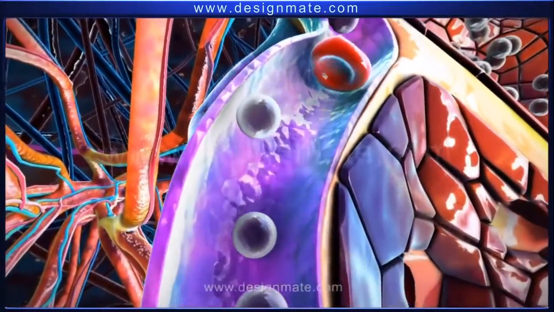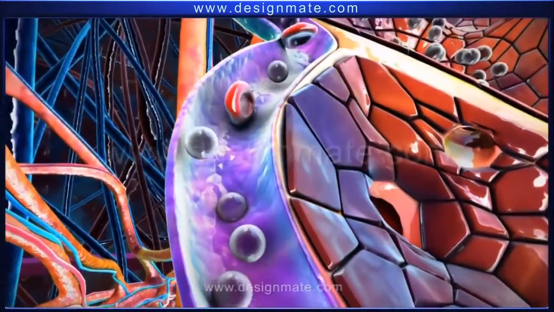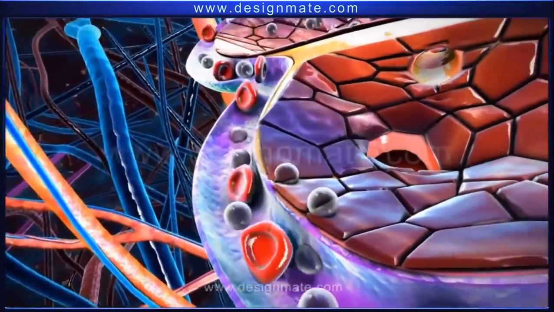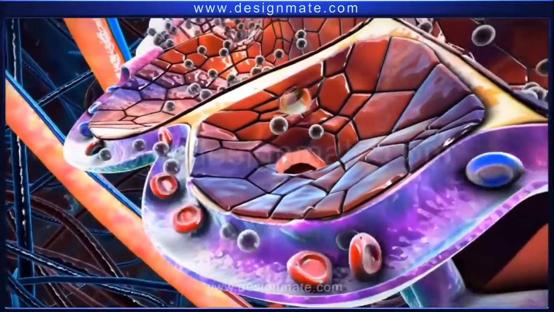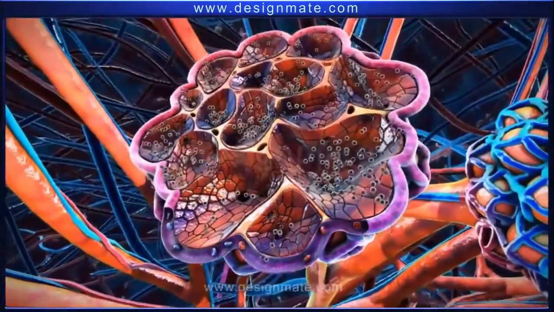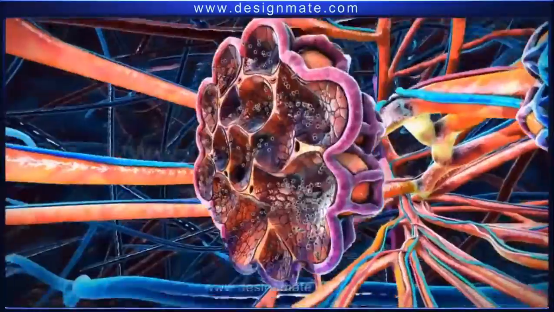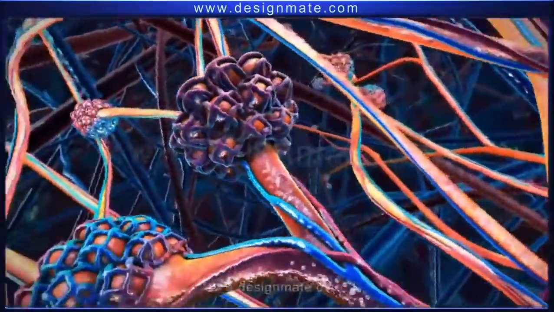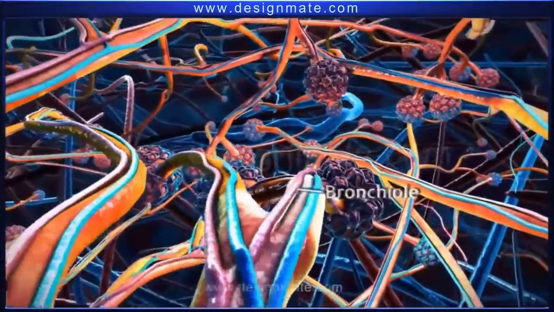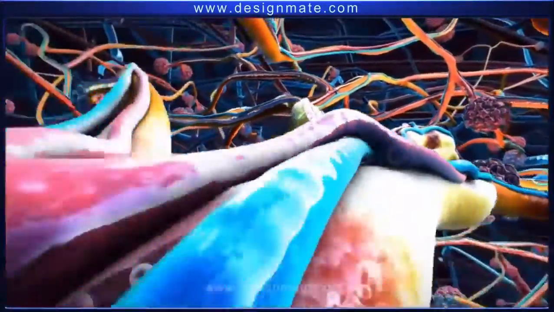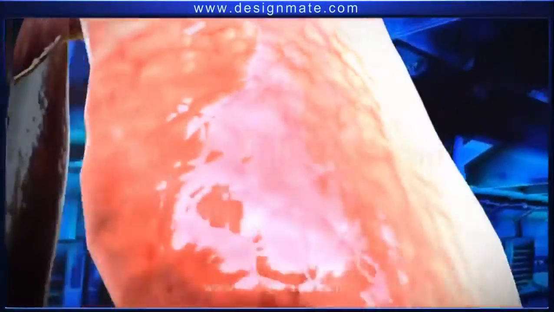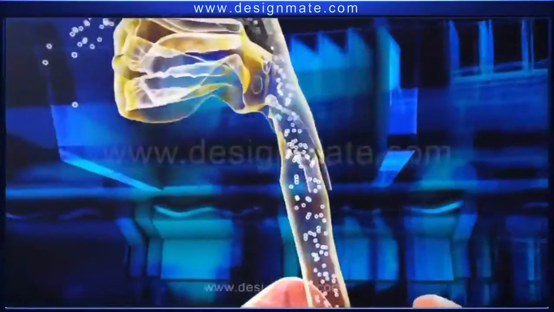The blood moving into the alveolus contains RBCs and carbon dioxide molecules. These molecules are released into the alveolus. The carbon dioxide collects in the alveolar chamber, and then from the alveolus, it travels through the bronchioles into the bronchus, which finally reaches the trachea and is breathed out through the nostrils.